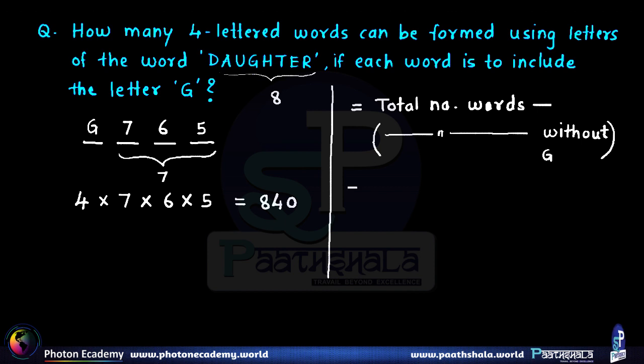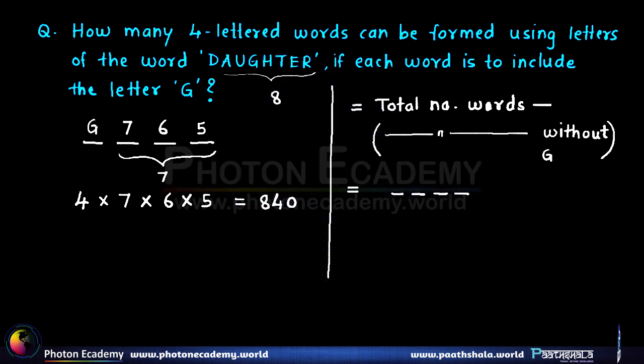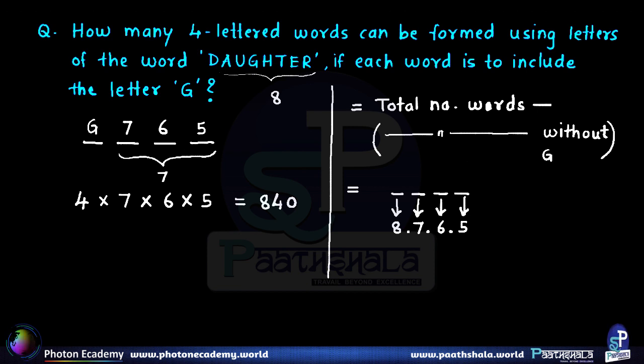Now how to do that? Suppose we want to count the total number of words that can be possible to form. So here, let's once again denote the 4 places. The first place can be filled with 8 letters, any one of the 8 letters, and 7, and 6, and 5. So therefore the total number of ways is nothing but the product of these 4, minus.